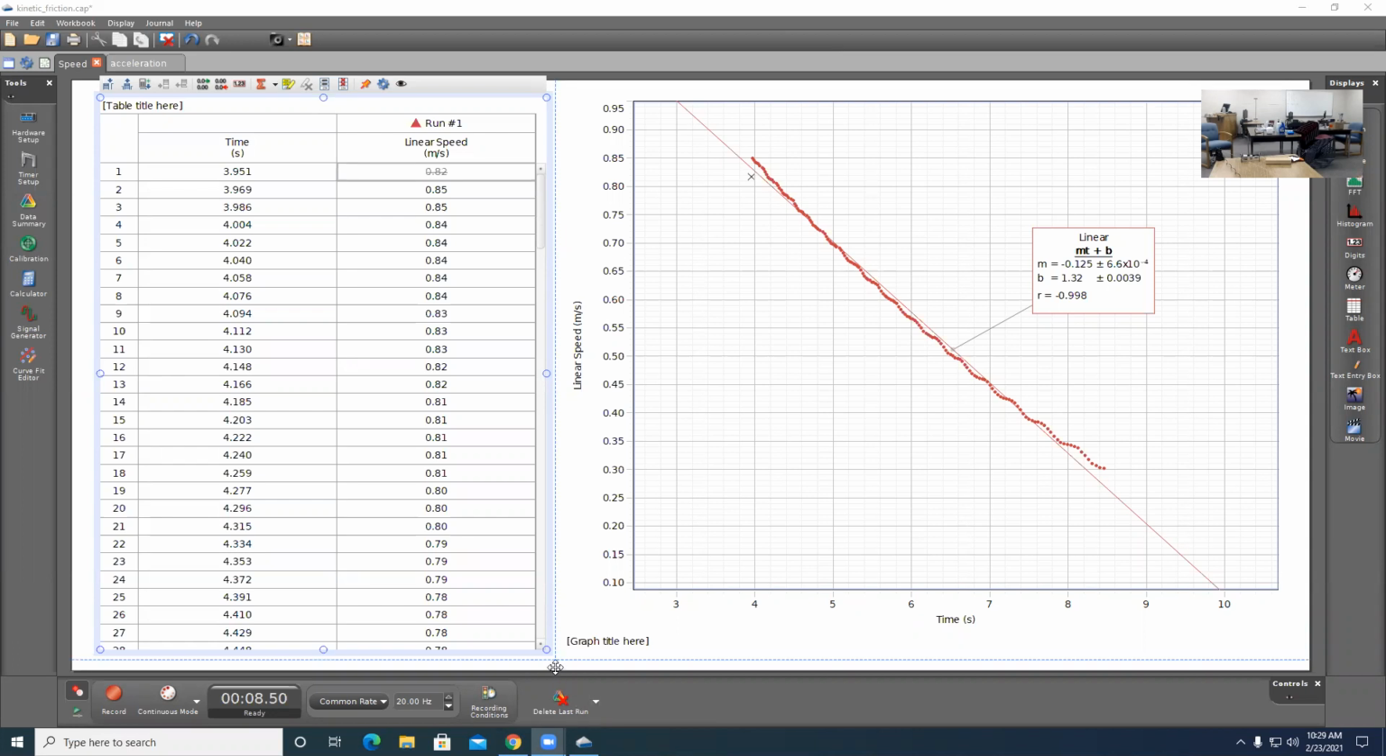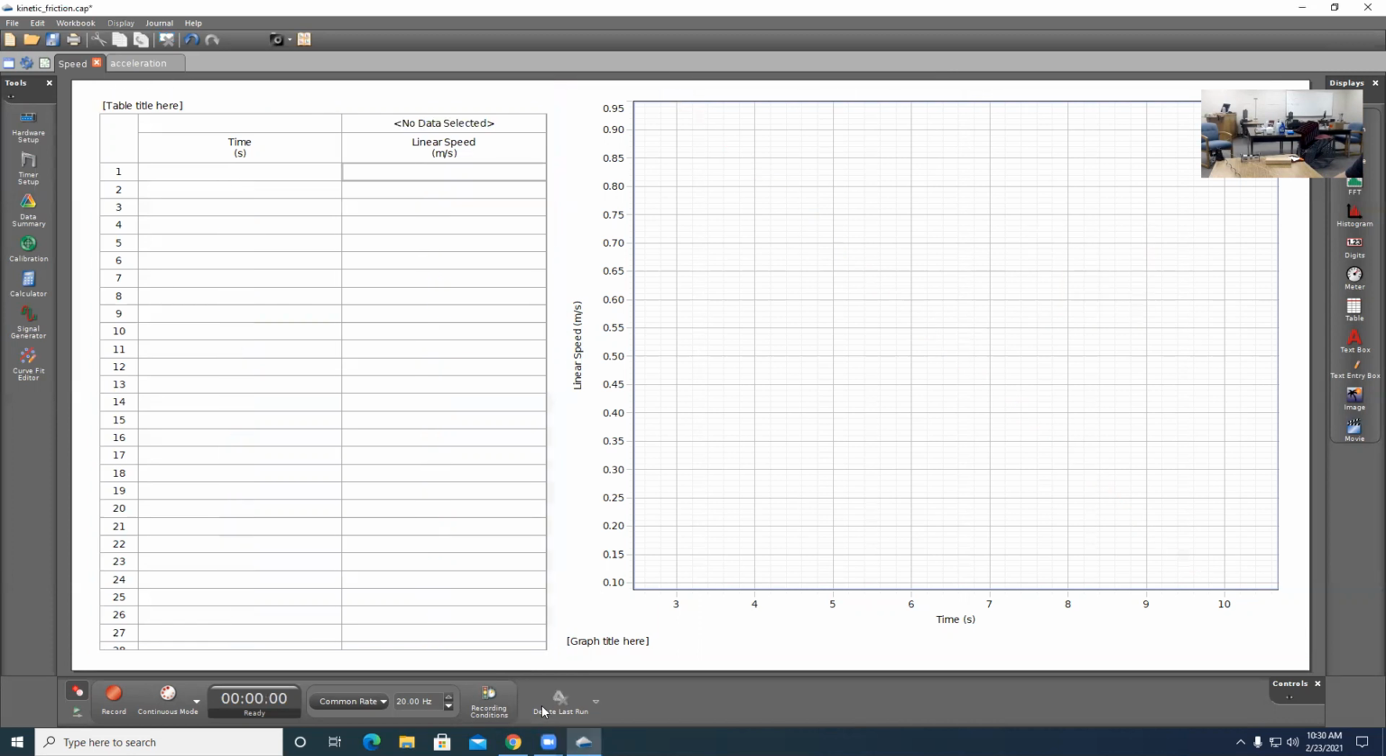To the hanging mass, I've added just enough mass so that the block slides nice and uniformly across the table. If you can see it on the screen there, it's just barely getting enough acceleration to go forward, without sticking. That's the goal here. We don't want this thing to stick at all. We just want it to nice and neatly accelerate towards the pulley. Okay, so I'm going to delete this last run, and now we're going to hit record and allow this to go.